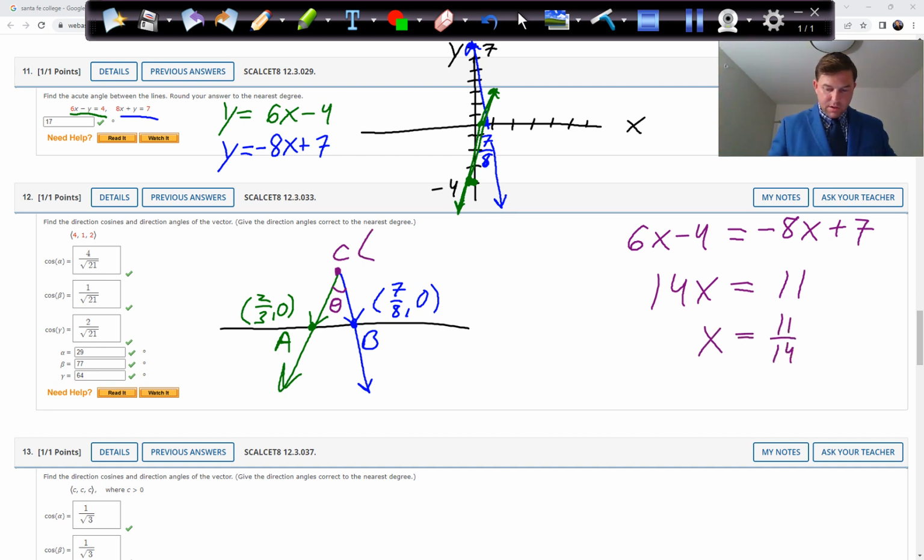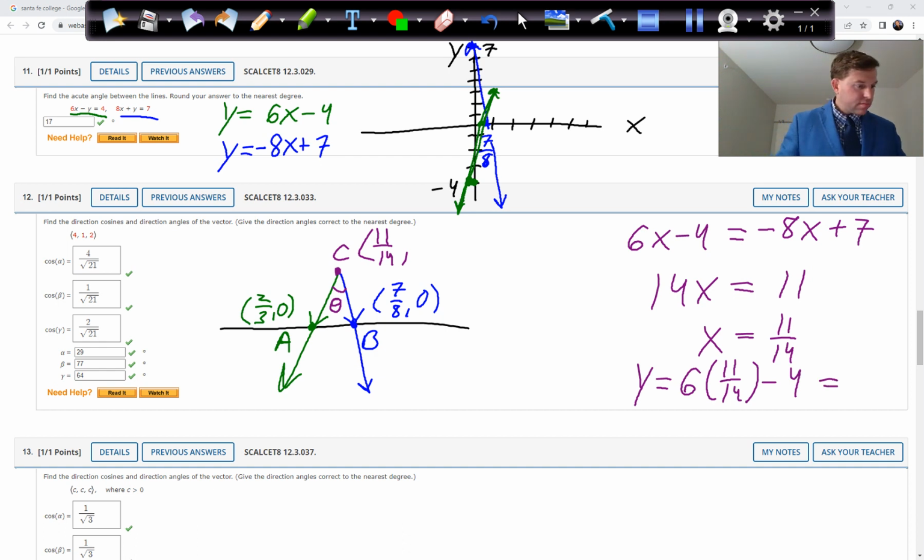So C occurs at 11/14, comma, the y value is going to be plug that x value into either equation. I'll do 6x minus 4. So it's 6 times 11/14 minus 4. And that will turn out to be, after you simplify, 5/7.